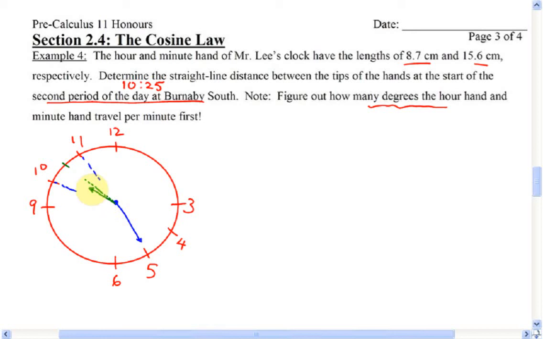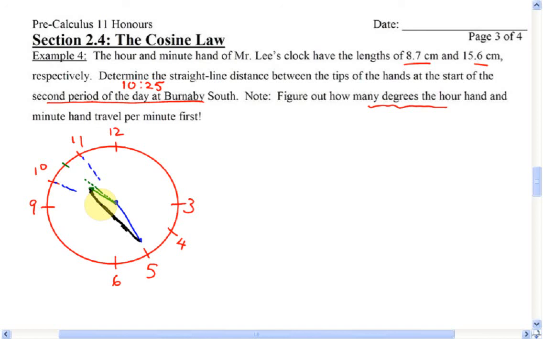Okay. Now, the question I have for you is this. Determine the straight line distance between the tips of the hand. So ultimately, I'm asking you to calculate this distance in black here. Right? What is that distance in black? Now, can you see what type of triangle you created here? It's a triangle. Now, do you know two sides of this triangle? Yeah? Do you, or can you find the third side then?